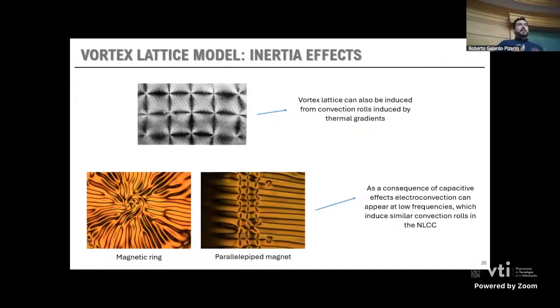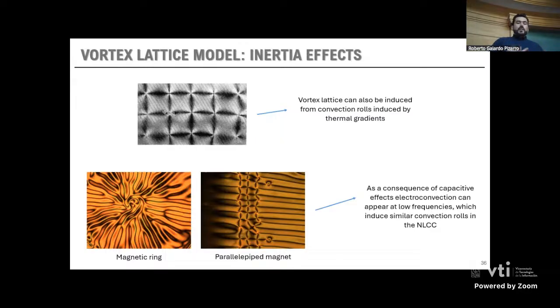Also, there are other kinds of systems in which this kind of lattice is observed. For example, there are similar cases where vortex lattices are induced by thermal gradients in a nematic liquid crystal set, like the ones I'm showing here. And these vortex lattices are induced by convection rolls that are induced by this thermal gradient. In our case, for low frequencies, one of the capacitive effects that we have is electroconvection, and this electroconvection can also generate this kind of convection rolls in our system.